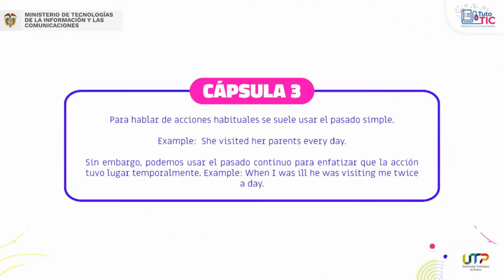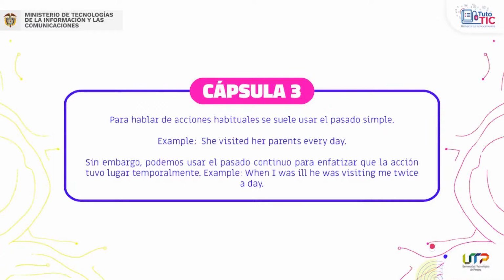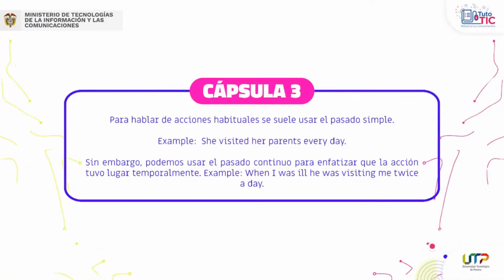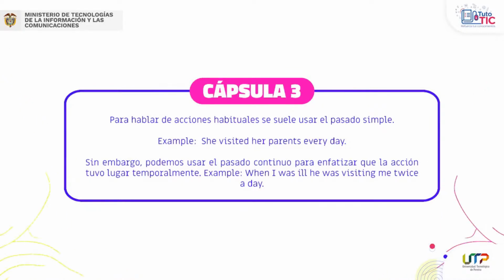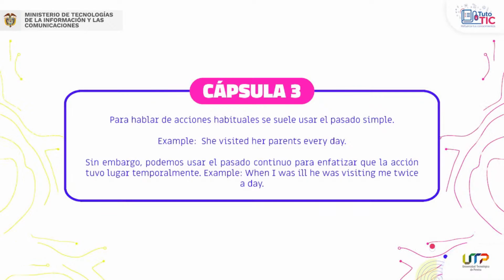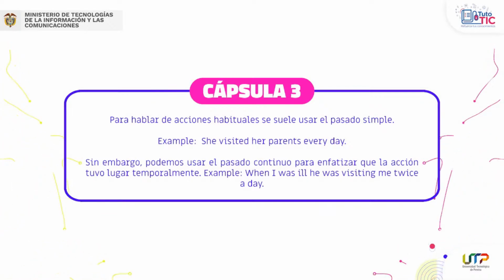Para hablar de acciones habituales, se suele usar el pasado simple. Example, she visited her parents every day. Sin embargo, podemos usar el pasado continuo para enfatizar que la acción tuvo lugar temporalmente. Example, when I was visiting my parents twice a day.